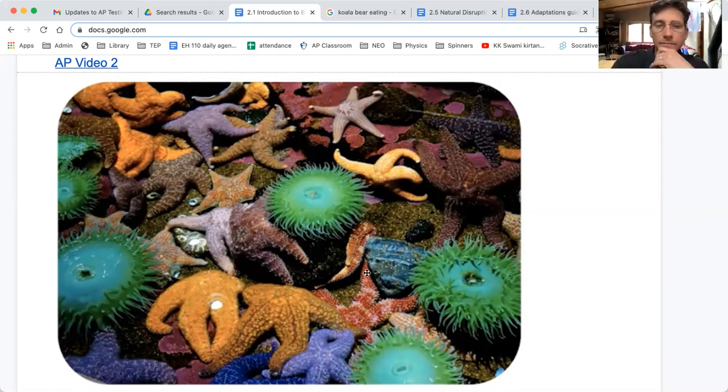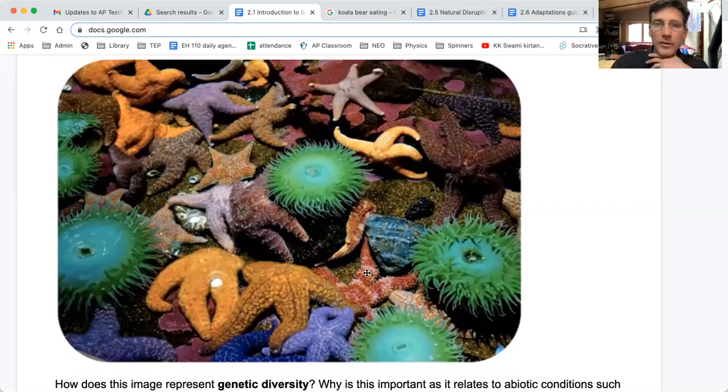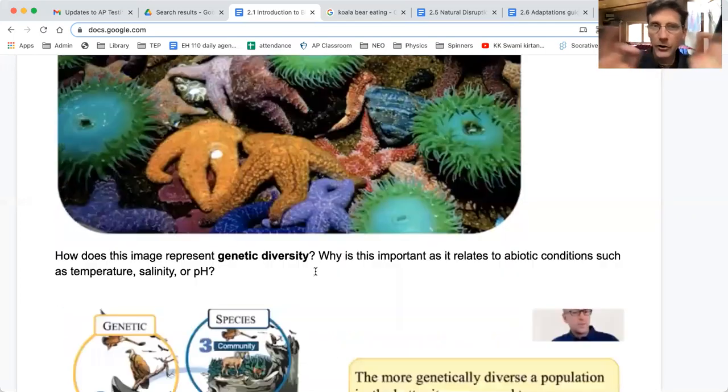And the reason we're focusing so much on the idea of species is that species can only reproduce with members of its same species. So there really is no mating occurring between starfish of different species. So it doesn't matter their relative genetic diversity because they're separate.